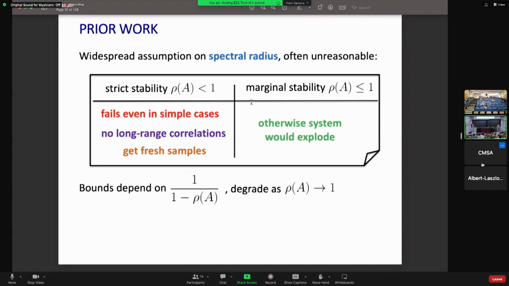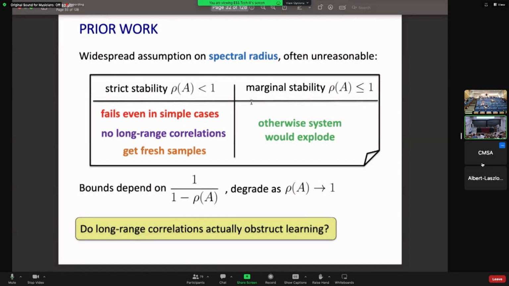All right, so in fact, algorithms that work based on strict stability, the thing is that quantitatively, they have a dependence that looks like 1 over 1 minus the spectral radius. So they degrade and blow up as the spectral radius goes to 1. And so the conceptual question I want to ask is, do long-range correlations obstruct learning? Now, the truth is, I'm an algorithms person, so if I'm asking this question, obviously the answer is no. But we'll see that there's some surprises along the way.